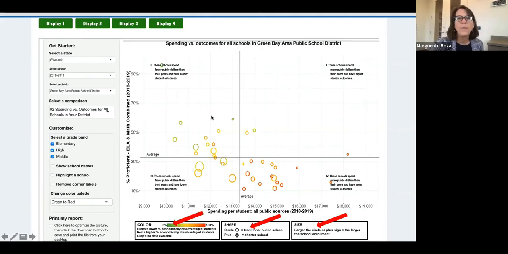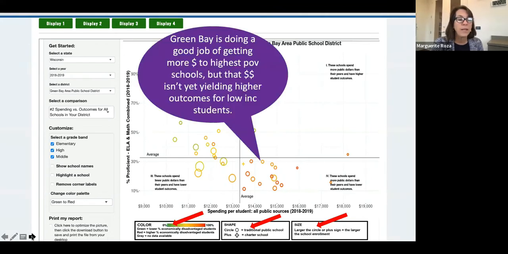So in this district, I did Green Bay. That's close-ish to where I am right now in northern Wisconsin. So you can see here that some of the schools that are red, higher poverty schools, are indeed in this district getting some more money. We can see that the district's doing a good job of getting more money to those higher poverty schools, but that the money isn't yielding higher outcomes for the low income students. So you see they're down in this quadrant down here where they cost more, but they have lower outcomes relative to the other schools in the district.